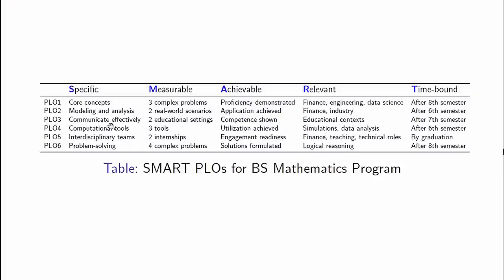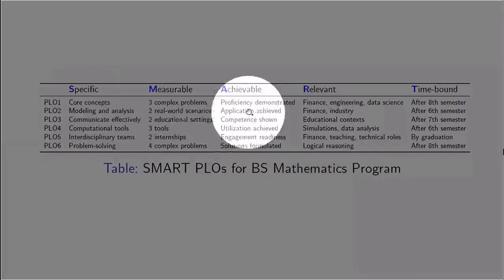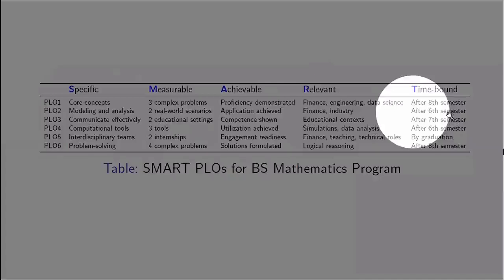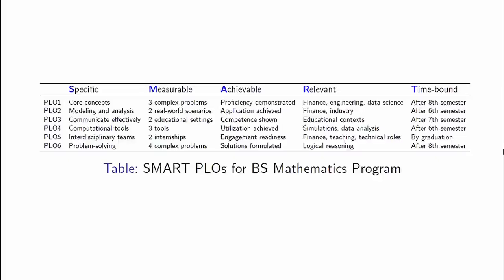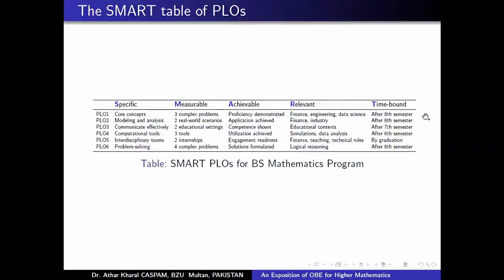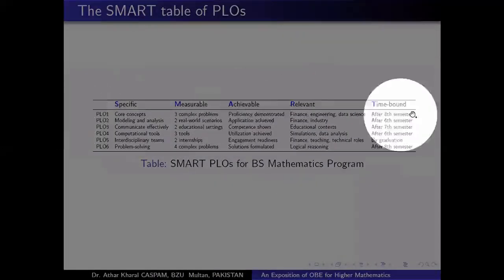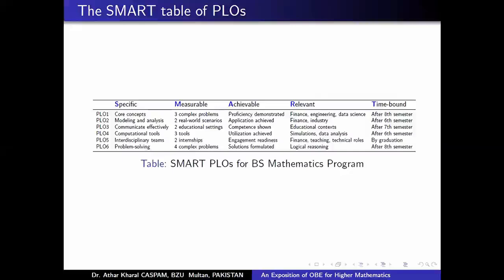For example, the PLO2, which we just mentioned earlier, is over here. You can see it is modeling and analysis related to real world scenarios, application achieved, finance and industry. After the 6th semester, it should be fully attained. It would have been achieved by the end of the 6th semester. And similarly, there are other time bounds given over here. So it is the SMART technique. I have given all the PLOs in the form of sentences in the document. You can see them over there. First the PLOs are given, and then the smarter PLOs.